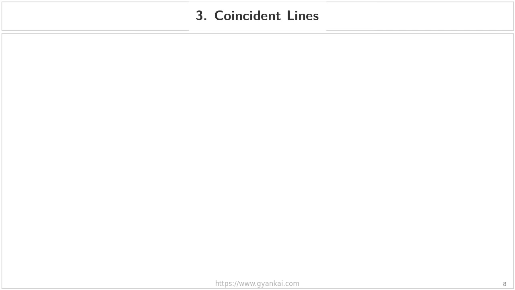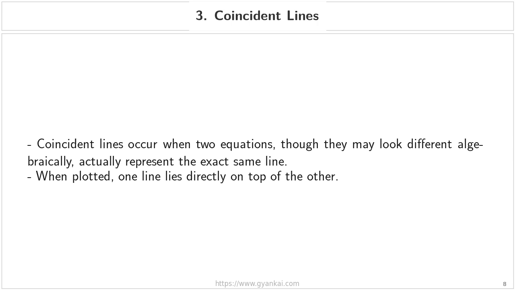3. Coincident lines. Now, we have looked at what happens when lines cross and what happens when they never meet. But there is a third, and perhaps most interesting, scenario: coincident lines. Sometimes you might encounter two different-looking algebraic equations that, upon closer inspection, actually represent the exact same line. When you go to plot these on a coordinate plane, you won't see two separate paths. Instead, one line lies directly on top of the other.